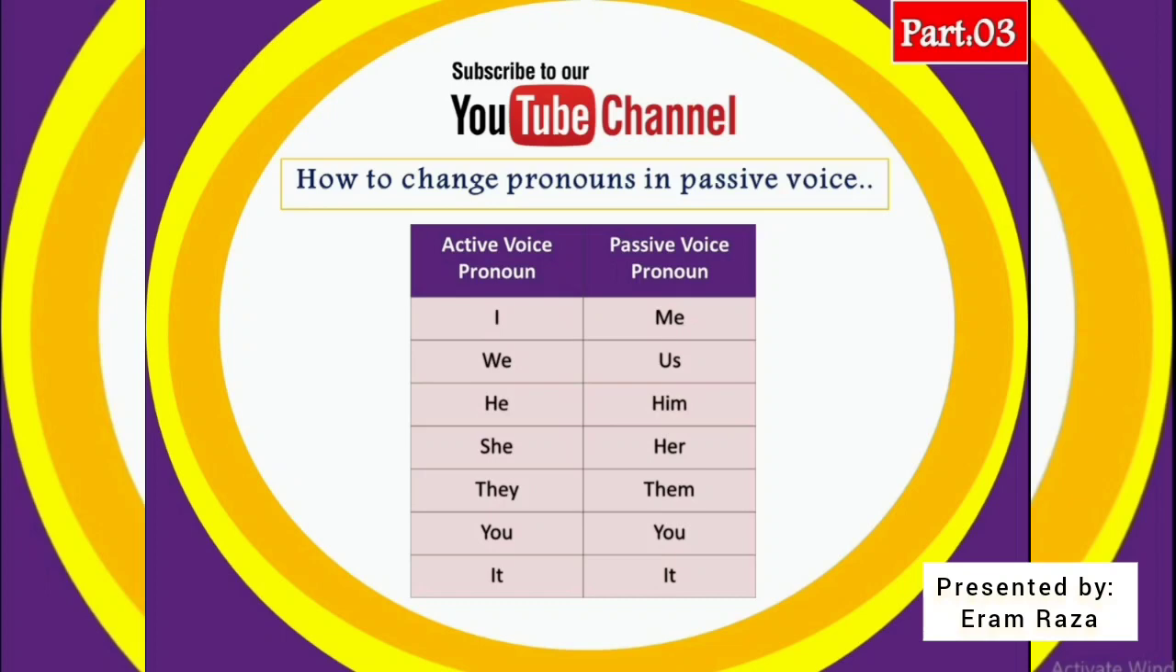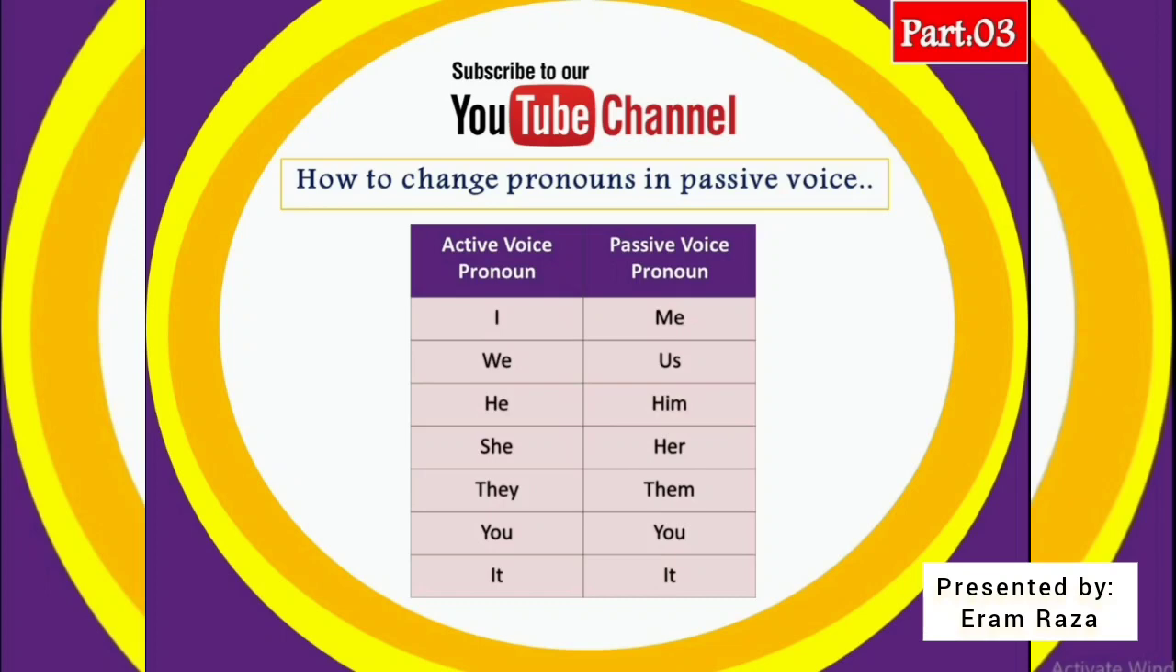So these are only the pronouns that mostly or commonly we use in all kinds of sentences. This chart gives you a sense and an idea of how we can change active pronouns into passive sentences. Okay, if you are having active sentences and these are the pronouns, for example, I, we, he, she, they, you, it, and whatever else, if you are having another one, then you can consider these.